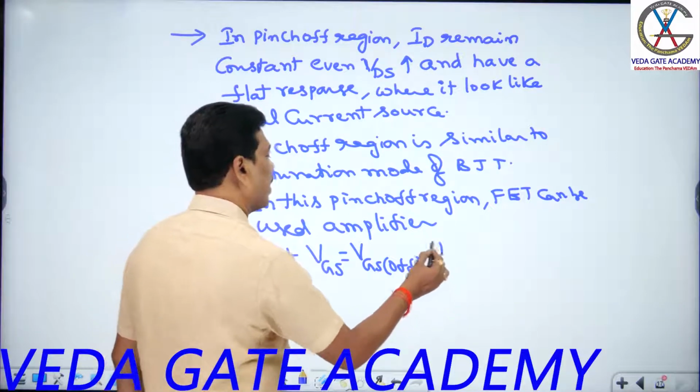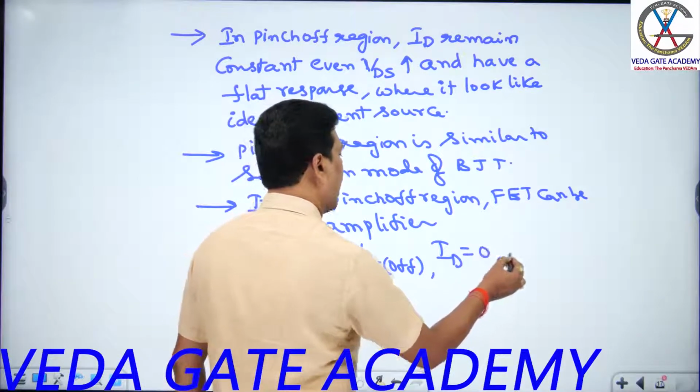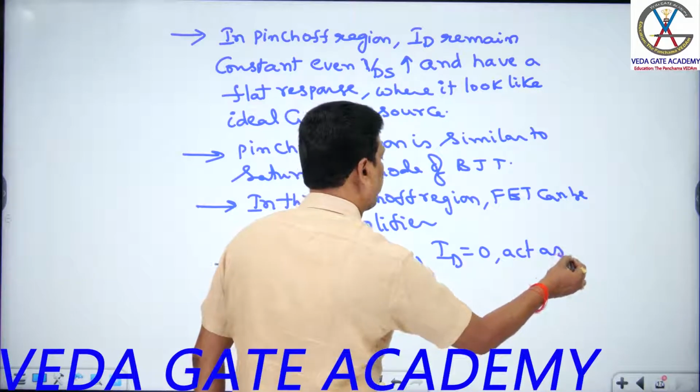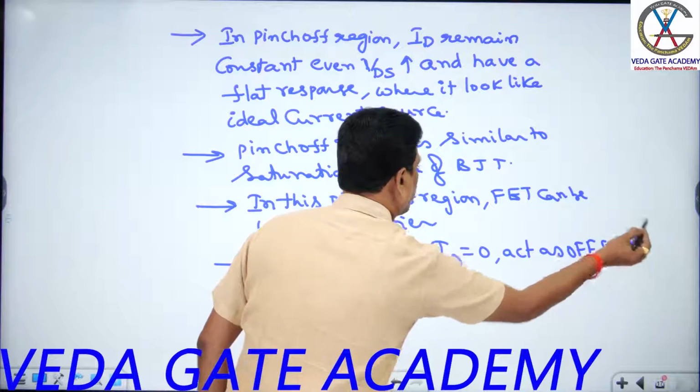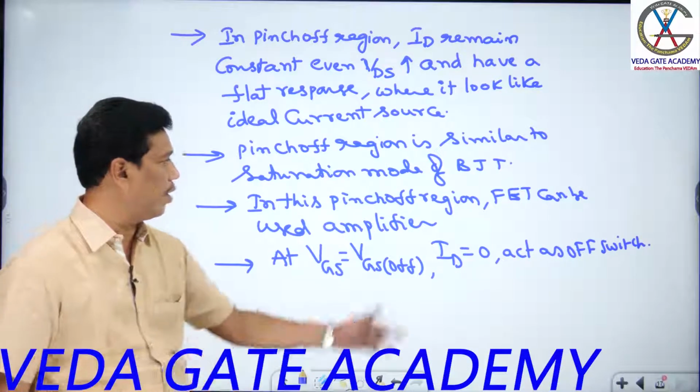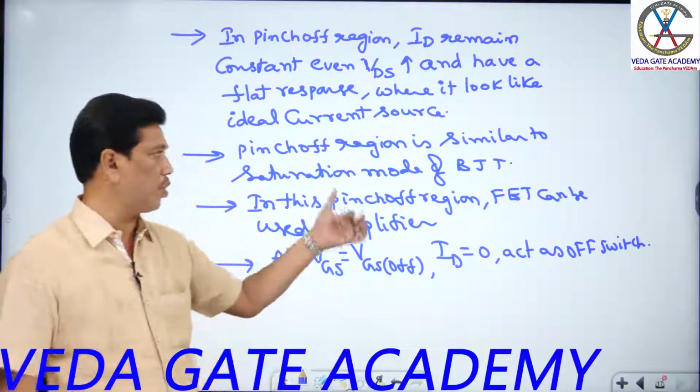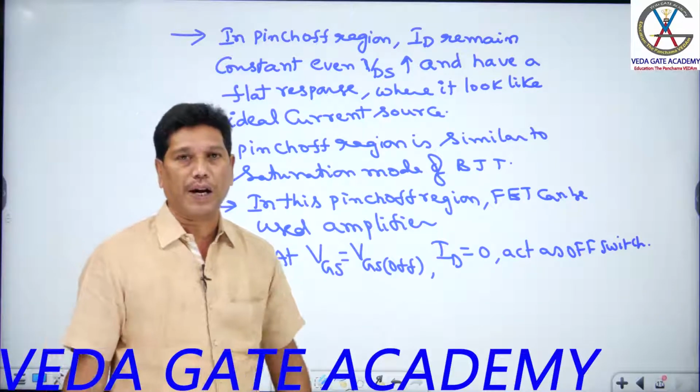Okay, you know that ID equal to 0. It acts as an off switch. Acts as what, sir? Off switch. So on switch, off switch, and amplifier conditions I told you, students.